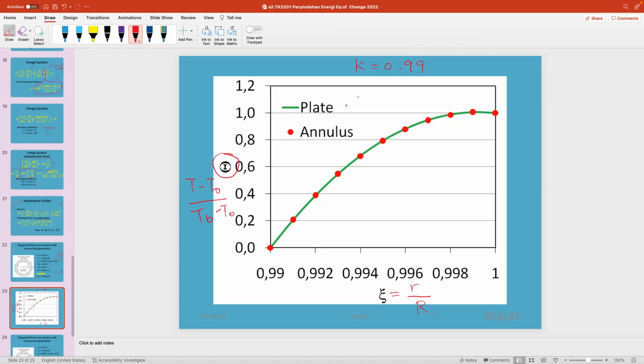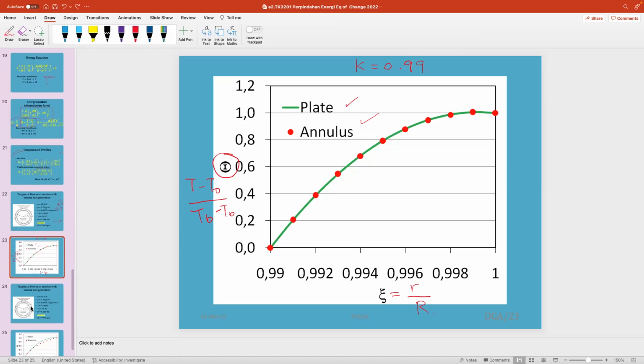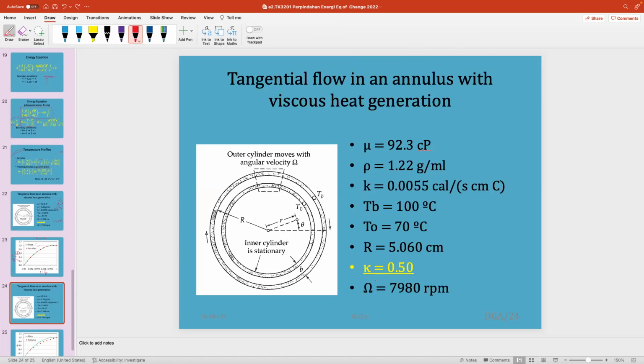So whether you use two parallel plates or an annulus, the results are quite similar. This tells you that the model can predict the temperature profile inside the fluid between two cylinders, the temperature profile inside the annulus. Then Pak Arse also added some more explanation: what happens if K is changed to 0.5.